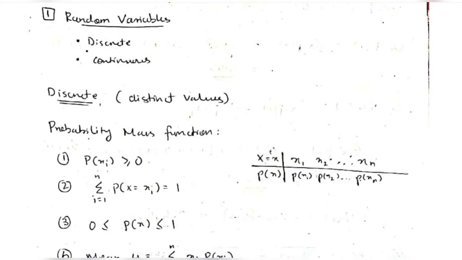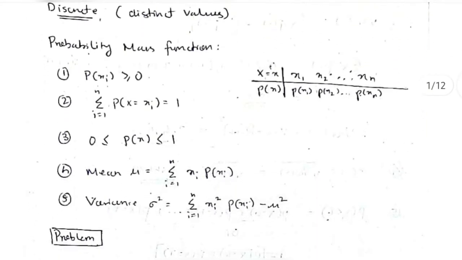The first one under random variables is discrete. Discrete means distinct values. You have to remember these five formulas here. The question will be as follows. Okay, we'll be discussing an example also. So the x values will be given here, and those probabilities will also be given here. Okay. So what you have to do, you have to remember these five formulas.